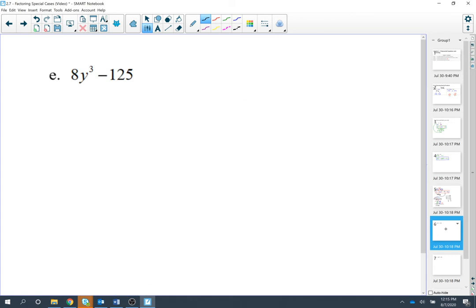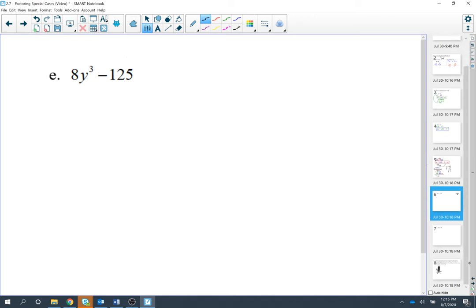Okay, letter E, 8y cubed minus 125. Leading term, yes, it's positive. Is there a greatest common factor between our 8 and our 125? No. It's not a trinomial, so again, I'm looking at it going, well, maybe it's a special case. So if it's a special case, I'm either looking for squares or cubes, and given that that's a y cubed, I'm thinking cubes. So 8 is going to be 2y times 2y times 2y.